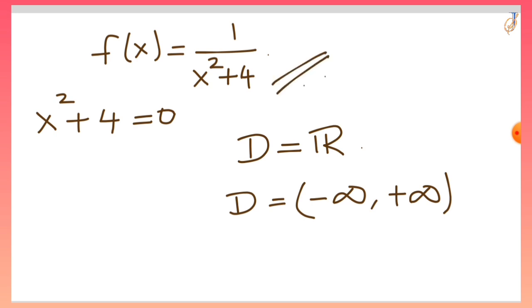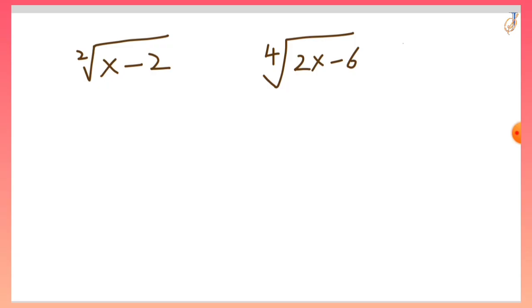Let's go ahead. Radical functions. Radical is nothing but square root. And we have two types of roots. One is even roots, just like square root of x minus 2, fourth root of 2x minus 6, and sixth root of something. These are the even radical functions. And if you have cube root of x minus 1, this is an odd radical function, isn't it?